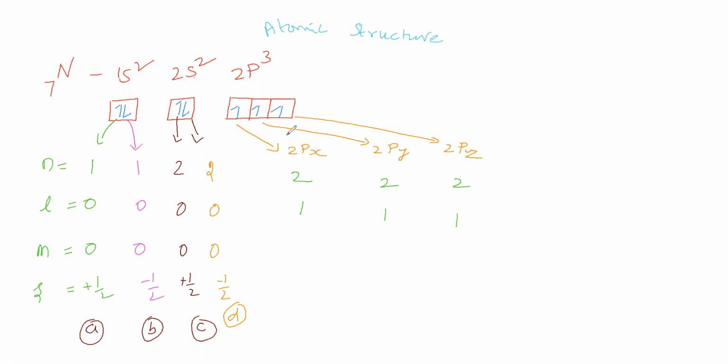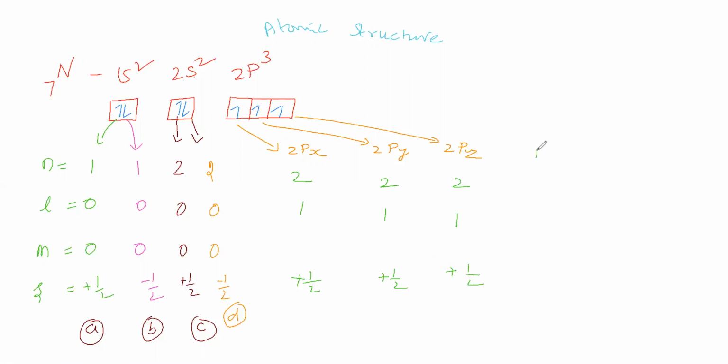And all these electrons are clockwise, therefore the spin quantum number is plus half for all. Now see, for 2px, 2py, 2pz, the principal quantum number is the same, the azimuthal quantum number is the same, and the spin quantum number is also the same. What about the magnetic quantum number?